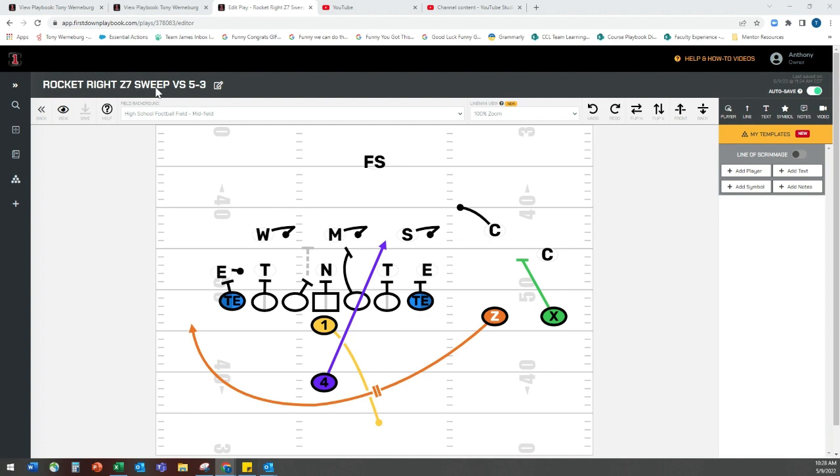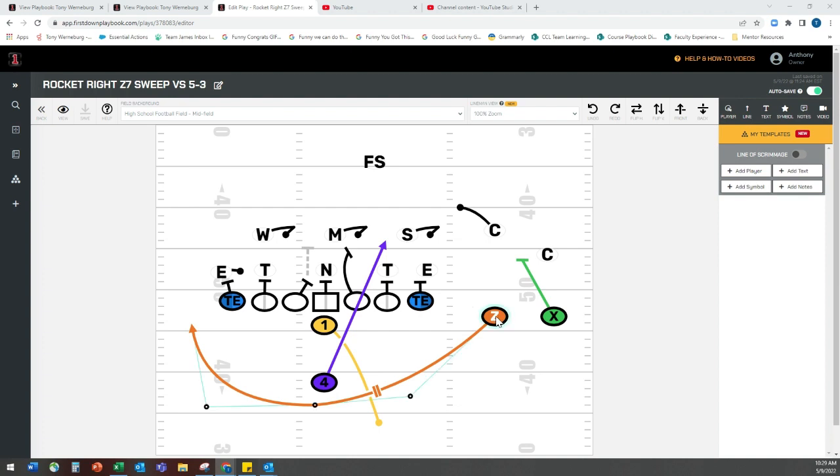What you're going to see, Rocket Right is going to identify that the Z back is going to go to the right hand side. So the whiteout that is normally on the left is going to align on the right. So that's Rocket Right. And then the next part, Z7, is going to tell us who's getting the ball, the Z, and 7 is telling us where they're going.